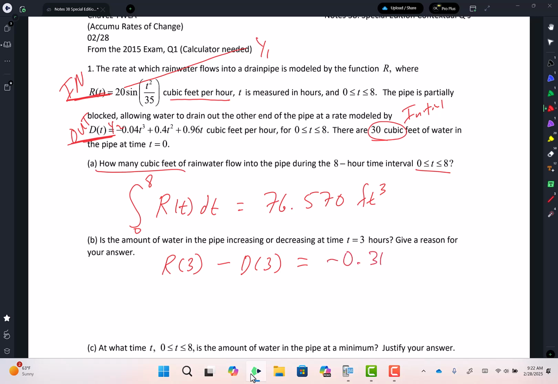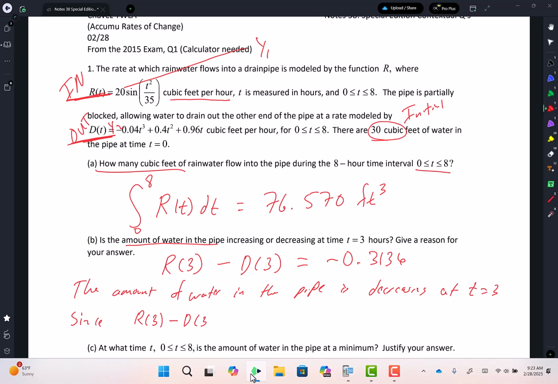Negative 0.3136. So I'm going to use the stem to help me out. The amount of water in the pipe is decreasing, and you've got to give a reason why. Decreasing at time t equals 3, since R of 3 minus D of 3 is negative. That's how you say negative. And there it is, full credit.